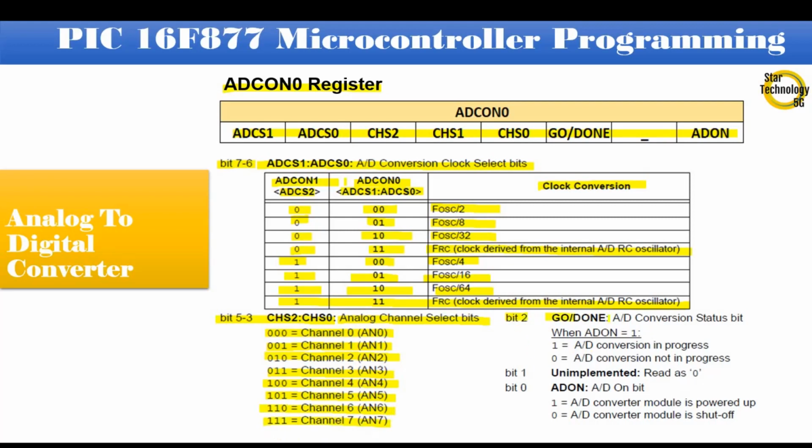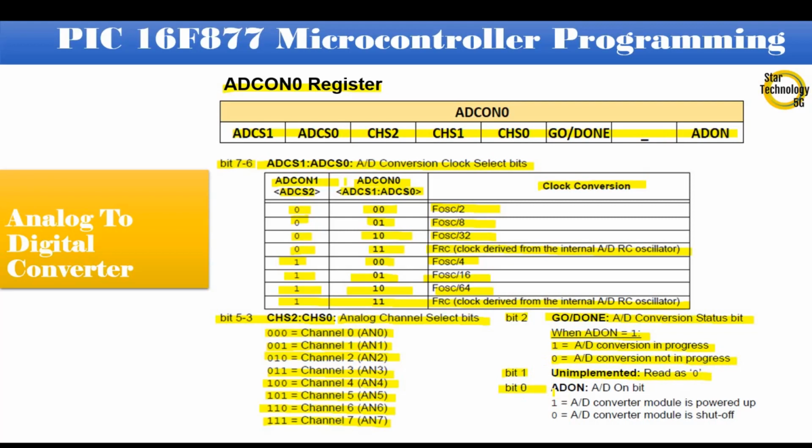Bit 2, GO/DONE, A/D conversion status bit. When GO/DONE equals 1, A/D conversion is in progress. 0 equals A/D conversion not in progress. Bit 1 unimplemented, read as 0.